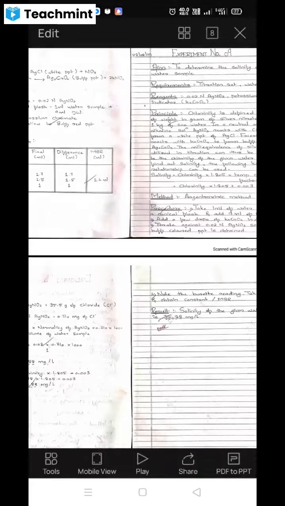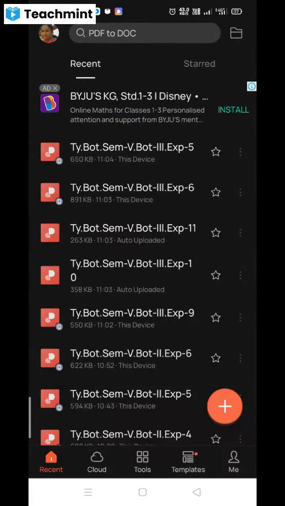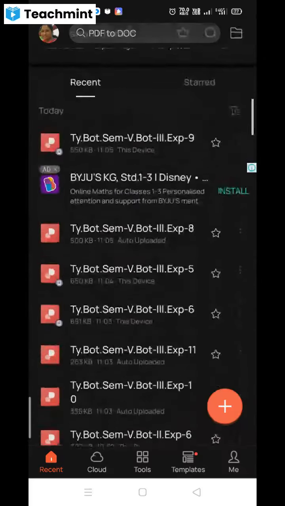So these are 3 practicals related to your unit on environmental botany. The first practical is BOD, then hardness of water, and this is the salinity of the water sample. Then and the 10th practical.